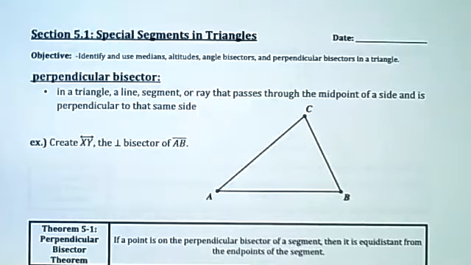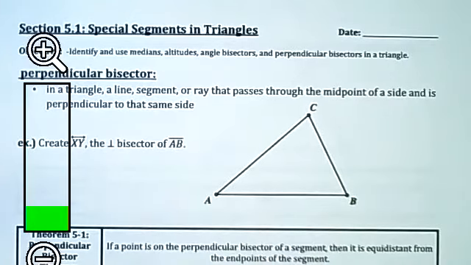So mostly what we use, there are some theorems in this section too. The theorems that I'm going to go over, I'm not going to spend a lot of time going over them because we don't really use the theorems a ton. They may come up here and there, but it's mostly the definitions of the 4 main special segments that we're going to use. So the first one is called a perpendicular bisector.